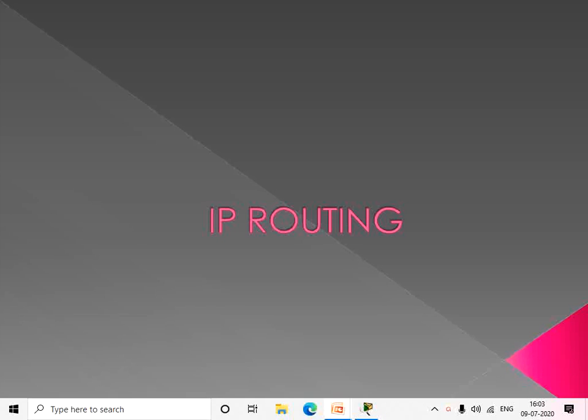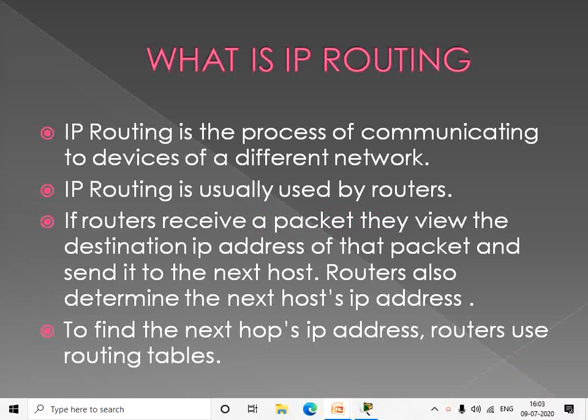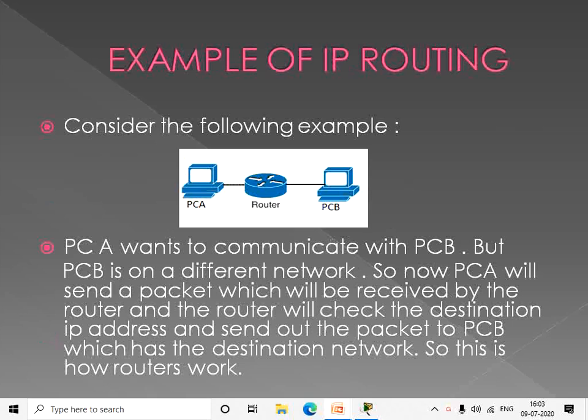Hello everyone, today we are going to discuss what is IP routing. IP routing is the process of communicating to devices of a different network. It is used by routers usually. If routers receive a packet, they view the destination IP address of that packet and send it to the next host. Routers also determine the next host's IP address. To find the next hop's IP address, routers use routing tables.